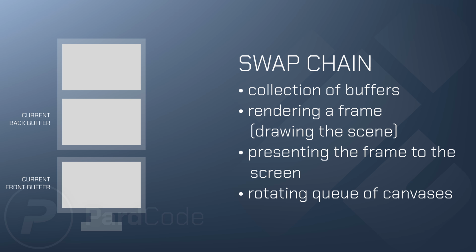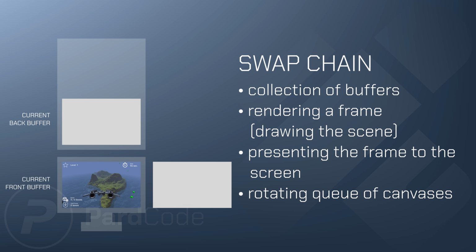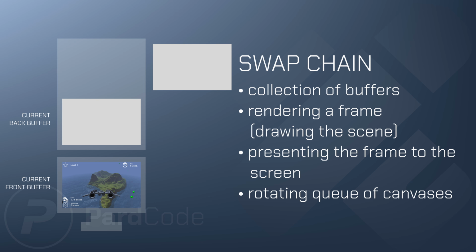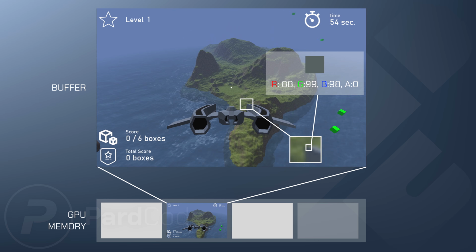A swap chain is essentially a collection of buffers used for rendering a frame and presenting the frame to the screen. Think of it as a rotating queue of canvases. While one is being displayed, the next one is being drawn behind the scenes. But what do we mean by buffer? We mean a block of GPU memory used to store image data, specifically the pixels that make up a frame to be displayed on the screen.